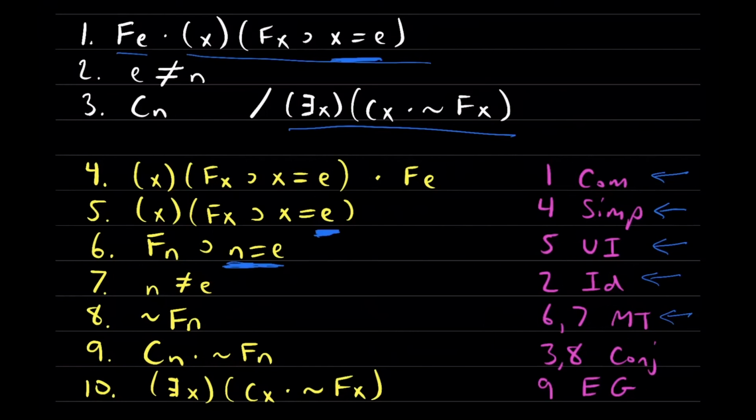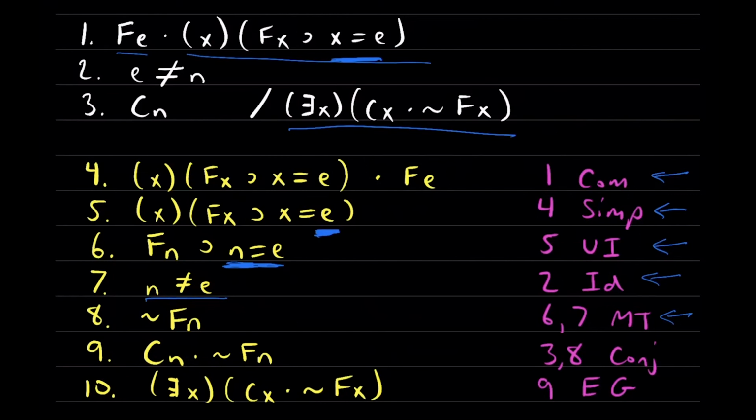So if that's not clear, take a look at the relationship between line 6 and 7. Line 7 is the negation of the consequent of line 6. So line 6 says if Fn, then n is identical to e, but line 7 says n is not identical to e. That's the negation of that consequent.